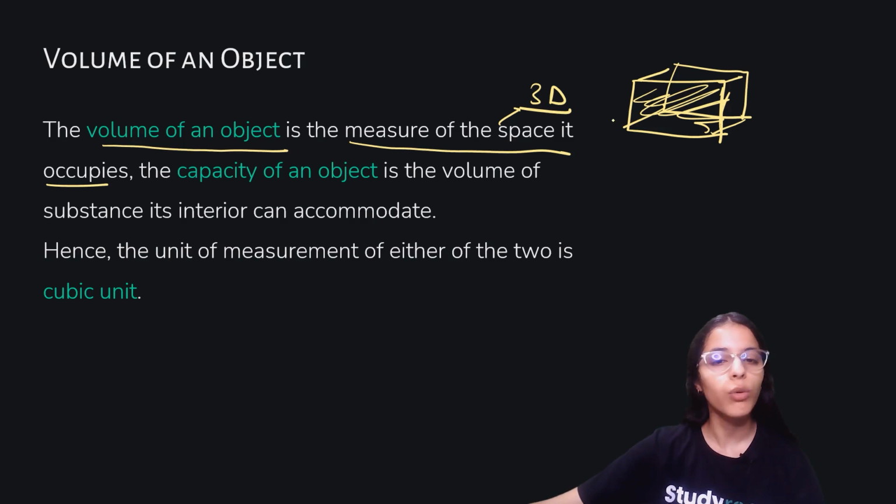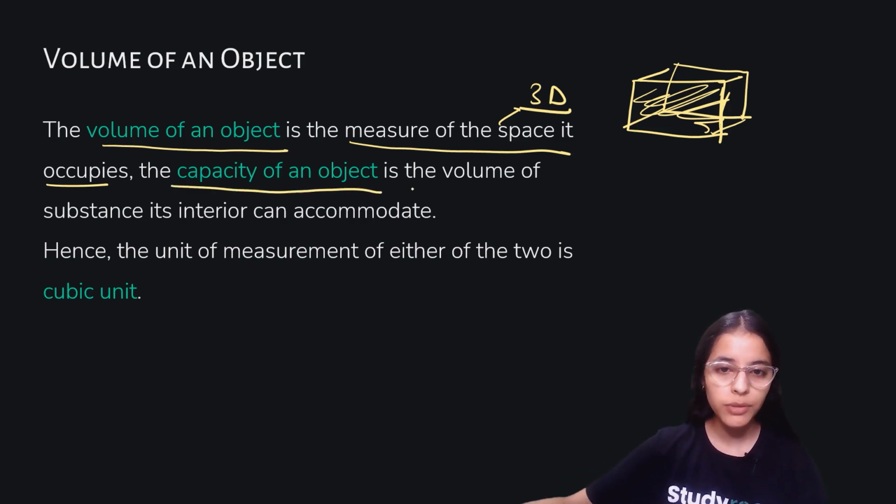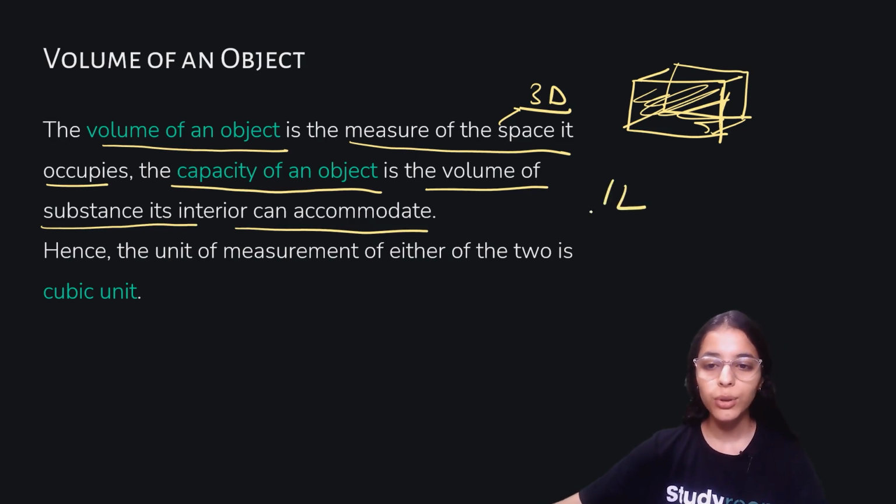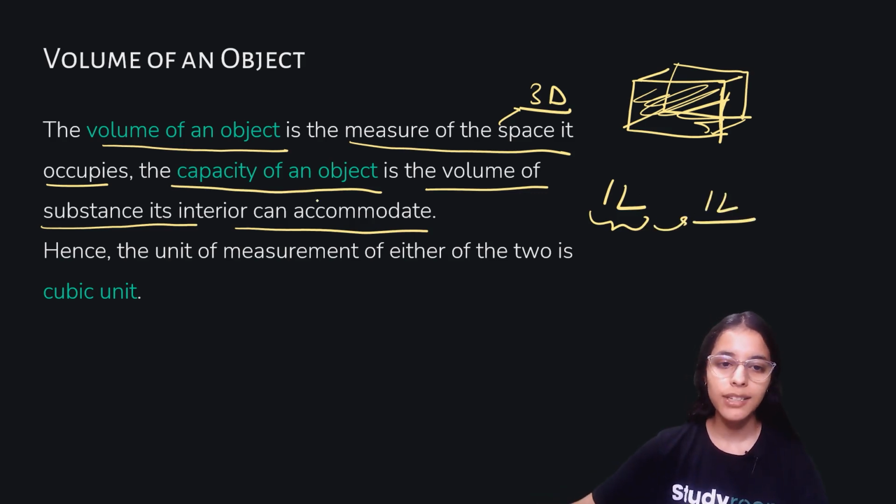The complete space that the object occupies is called its volume. The capacity of an object is the volume of substance its interior can accommodate. For example, if you have a 1 liter water bottle, you know that the volume of water the bottle can accommodate is only 1 liter. And so the capacity of the water bottle is also 1 liter, since the capacity of an object is the volume of substance its interior can accommodate.